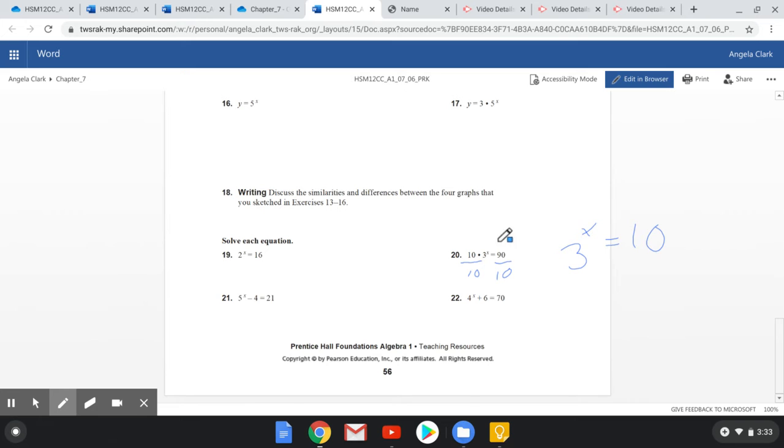And that should not be 10. That should be a 9, shouldn't it? 3 to the x equals 9.